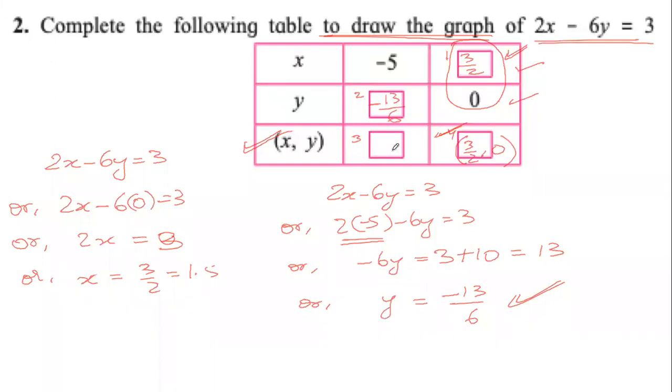And once we have x and y, now look at this pair and write the final answer, which is minus 5, comma, minus 13 by 6. Prachi, you check why you got plus 13 by 6.